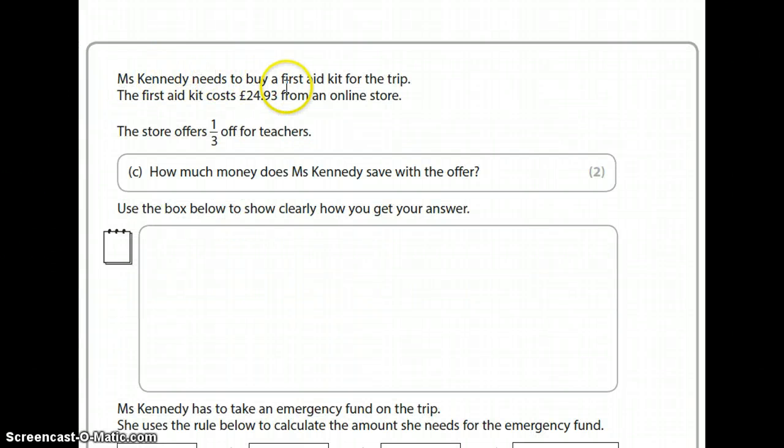Miss Kennedy needs to buy a first aid kit for the trip. The first aid kit costs that amount from an online store. The store offers that fraction off for teachers. How much money does Miss Kennedy save with the offer? Use the box below to show clearly how you get your answer.